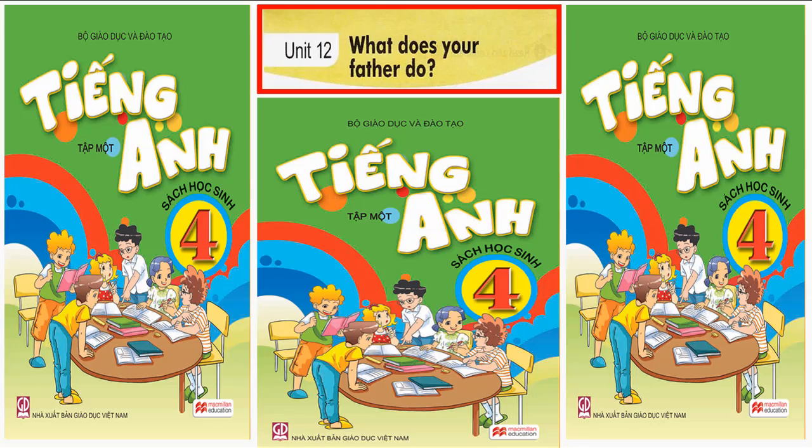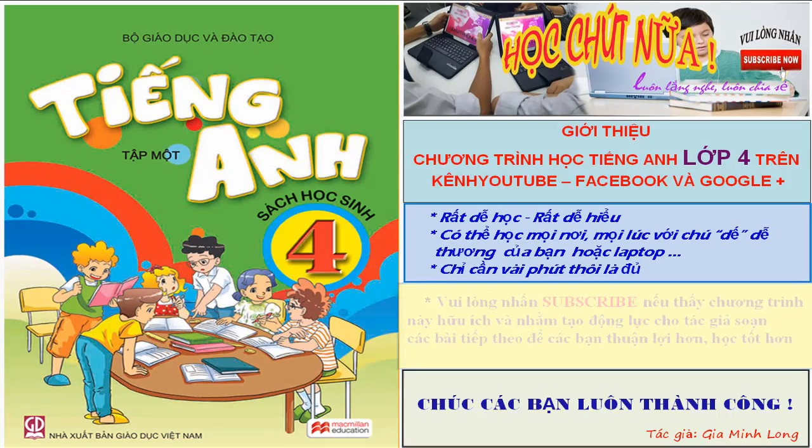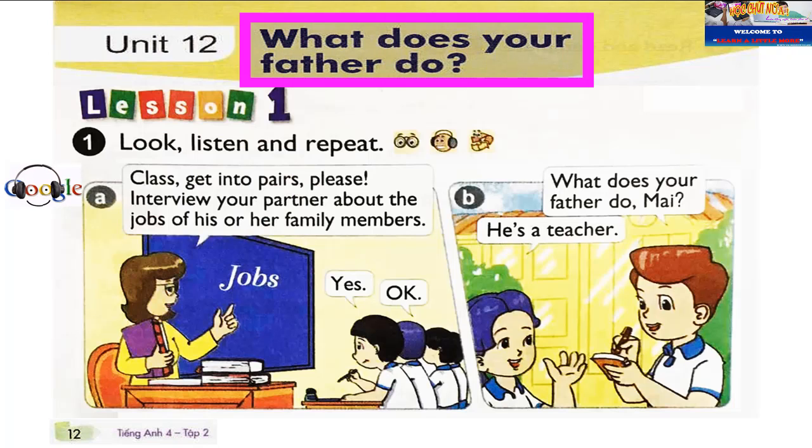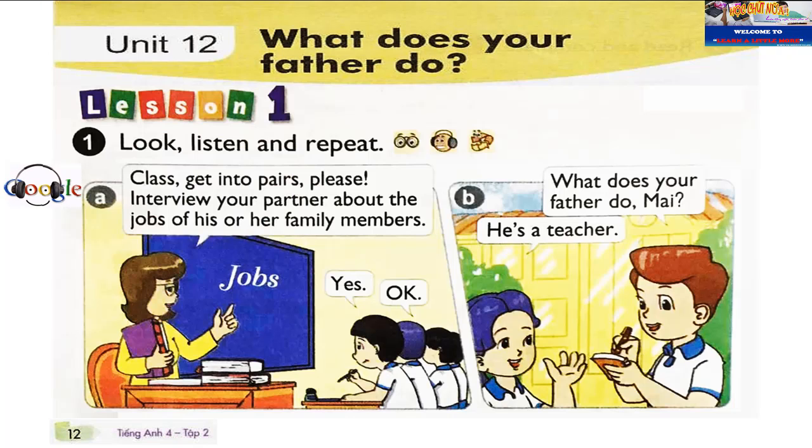English 4, Students' Book 2. Unit 12. What does your father do? Lesson 1. Activity 1. Look, listen and repeat.